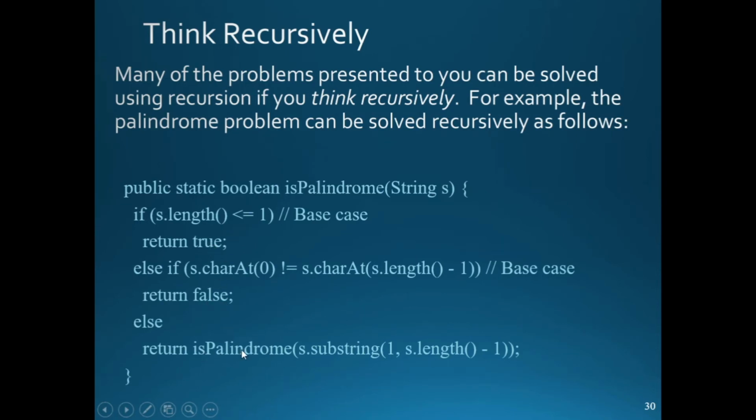Now, what if both cases are not true? This is what I'm doing. I'm calling the function again, but what I'm doing here, I'm chopping the string. As you can see here, I'm using a substring from 1, so I'm leaving the character at 0, and the string of length minus 1, so I'm leaving the last character. And that's basically how it works.